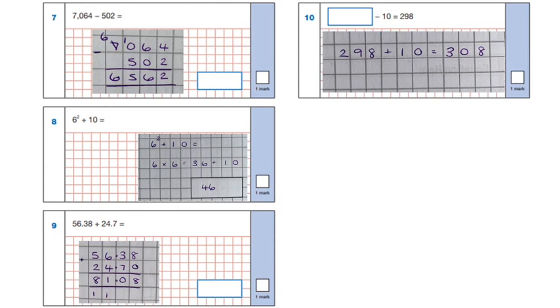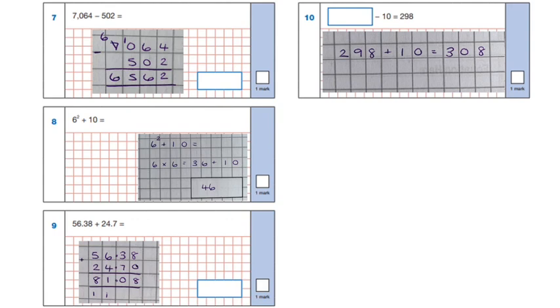Number 9, so a decimals question, and again, this is one that tends to catch quite a lot of children out. Just make sure that you are putting your decimals in the same place when you are adding or subtracting. I've also added a 0 beside the 7 as a placeholder, just to make it a bit easier for me to see where I'm adding my digits.